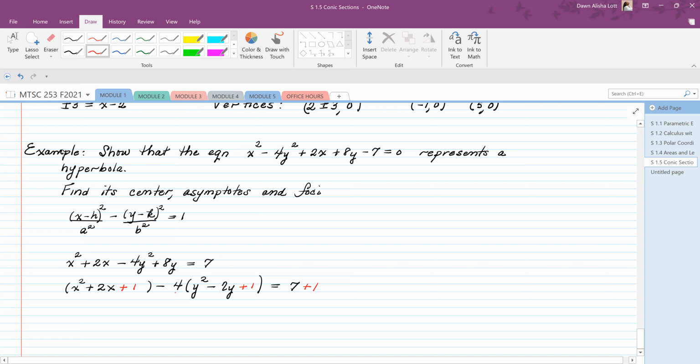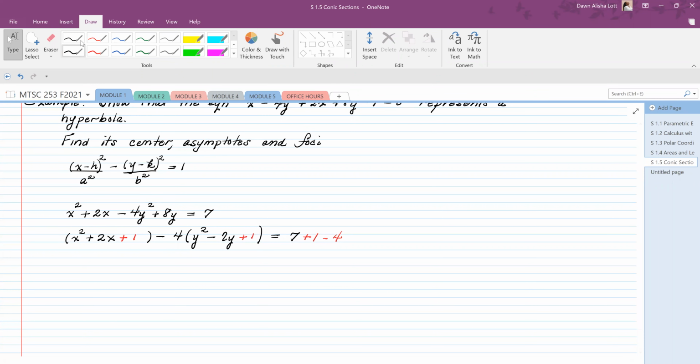This is negative 4. Why is this wrong? I have x squared plus 2x plus 1, and then minus 4 times y squared minus 2y plus 1. Oh, I essentially subtracted off 4. You see, I've subtracted off 4, so I need to subtract off 4 on the other side. Okay, now it's right.